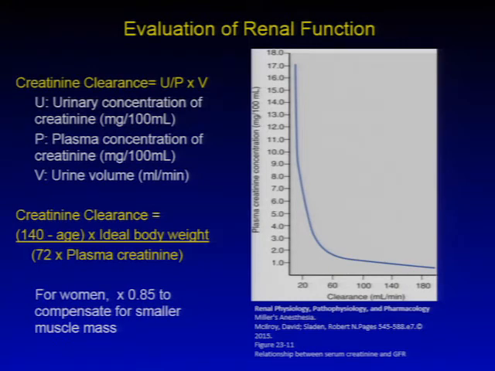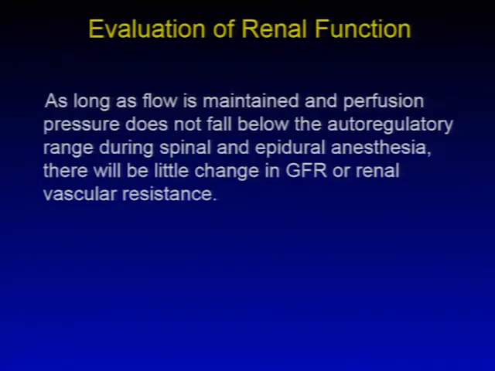Here is the formula depicting the creatinine clearance, which is important to calculate, especially in patients with renal dysfunction, so you can tailor the medication accordingly. An important thing to know is that as long as the flow is maintained and perfusion pressure does not fall below the autoregulatory range during spinal and epidural anesthesia, there will be little change in GFR or renal vascular resistance.